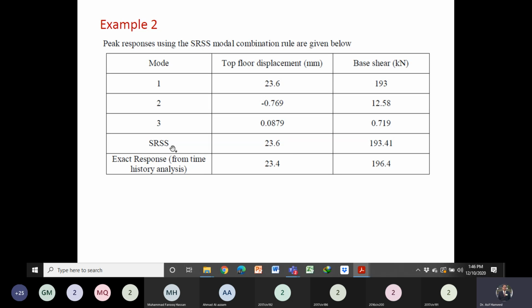So it's much easier to use the response spectrum than the time history analysis. Time history analysis is more difficult to perform than the response spectrum analysis. In the response spectrum analysis, simply we have to perform the modal analysis. We have to calculate the response in each mode of vibration, and then we can use the modal combination rules to calculate the total response. Any question?